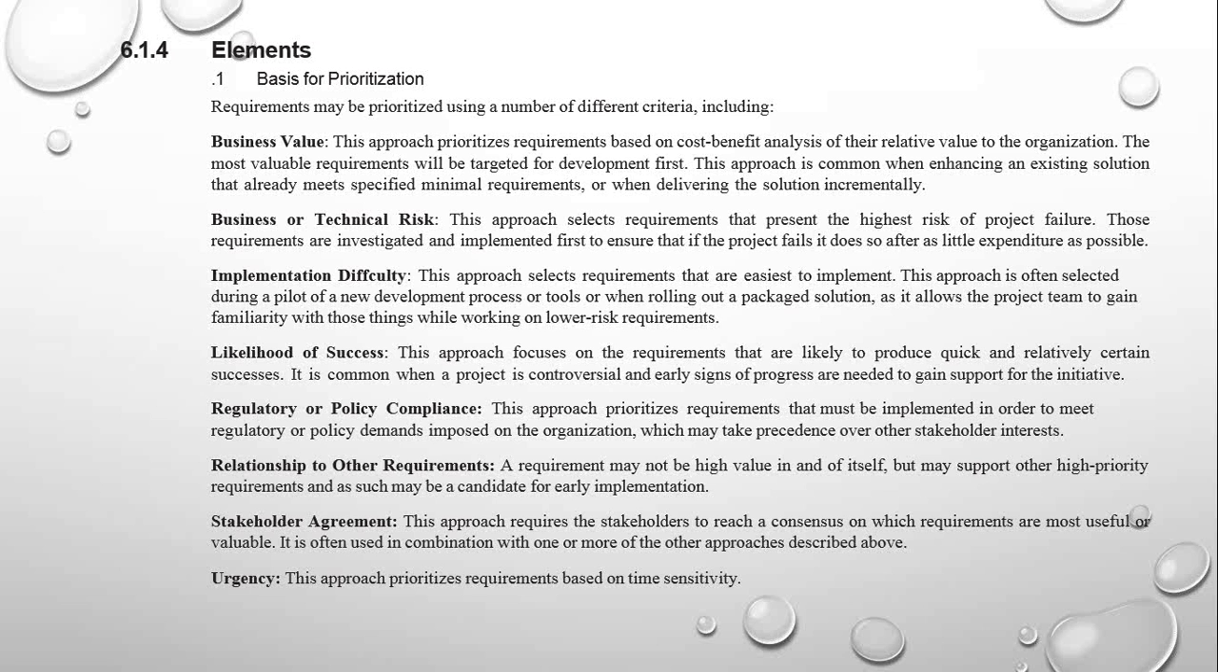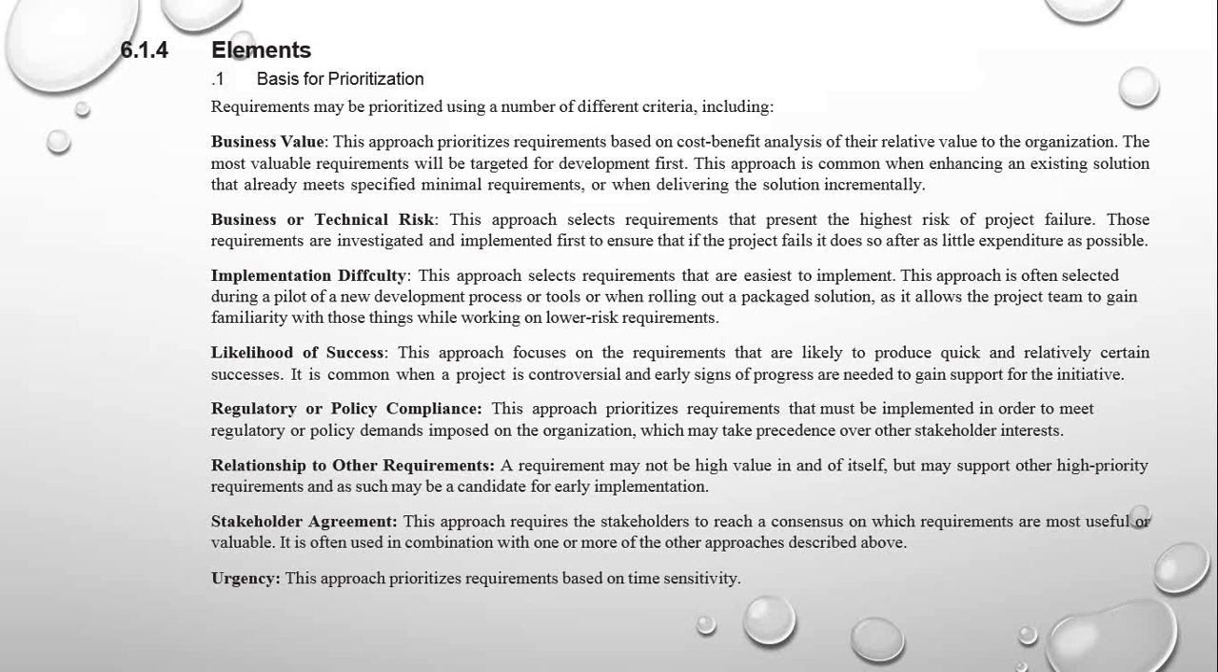So as I said, it requires the stakeholders to reach a consensus on which requirements are most useful or valuable. It is often used in combination with one or more of the other approaches described above. So stakeholder agreement is very important for the success of the overall project.